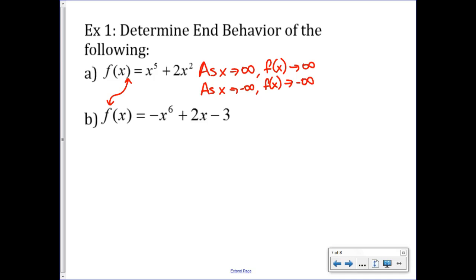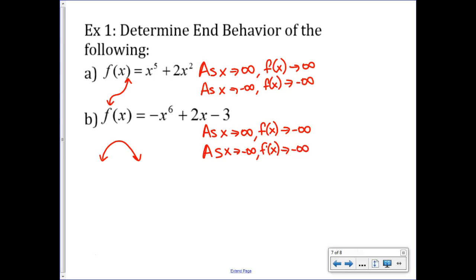All right, on this one, I have x to the 6th, so I'm immediately thinking x squared going in the same direction, but I see that negative in front of it. So that tells me that it's flipped over. So that means as x approaches positive infinity, f of x is going to be approaching negative infinity. As x approaches negative infinity, f of x is also approaching negative infinity.